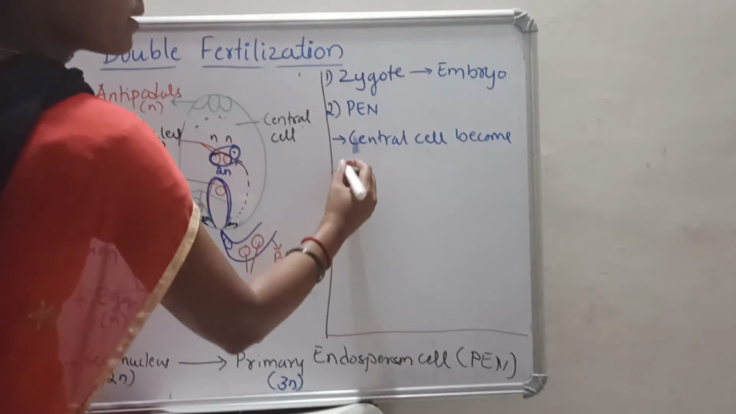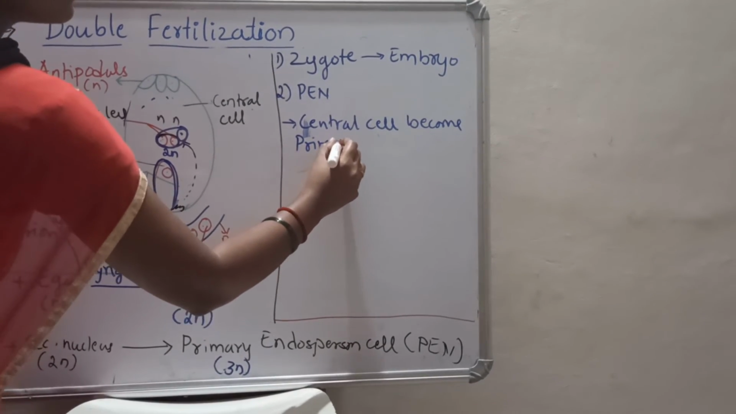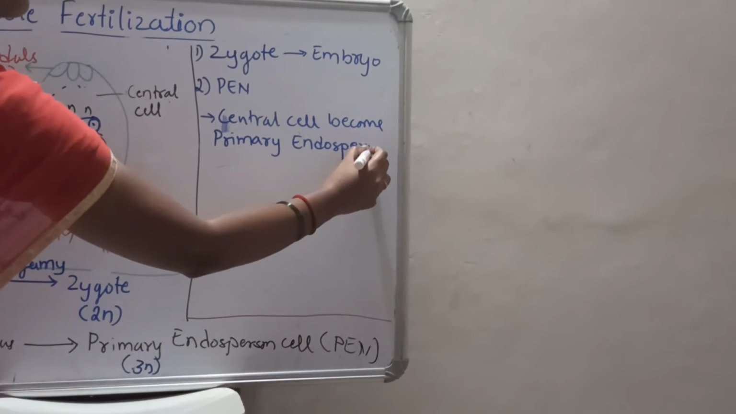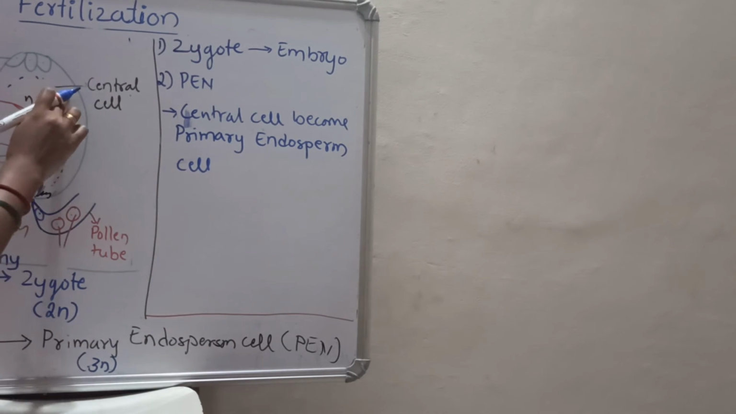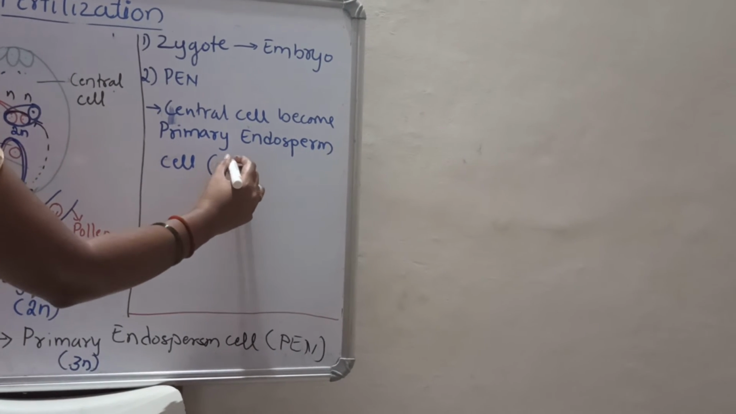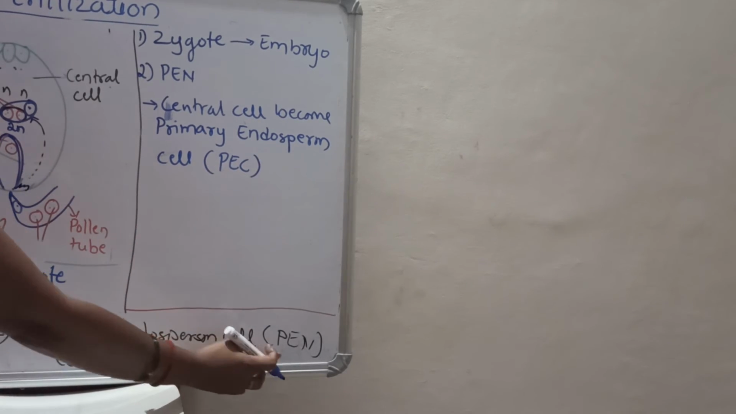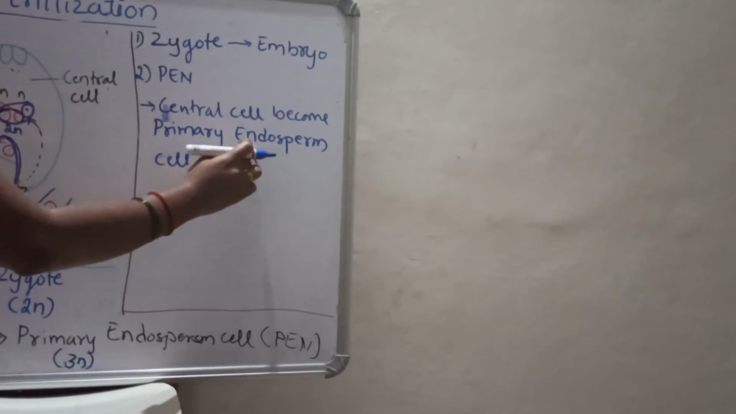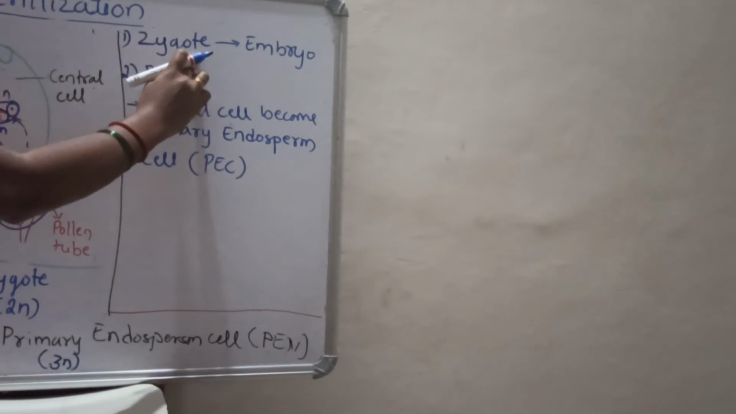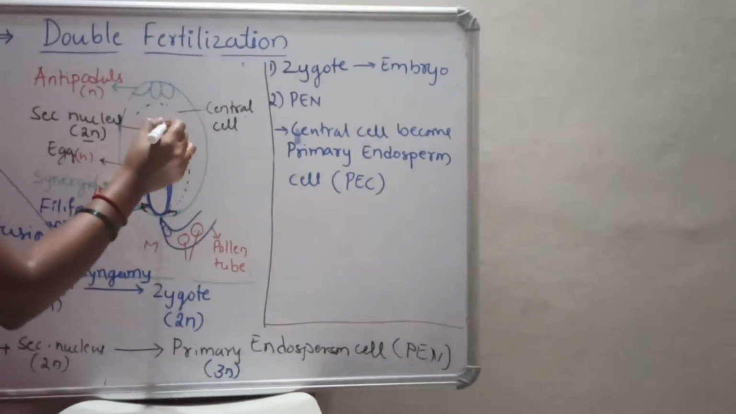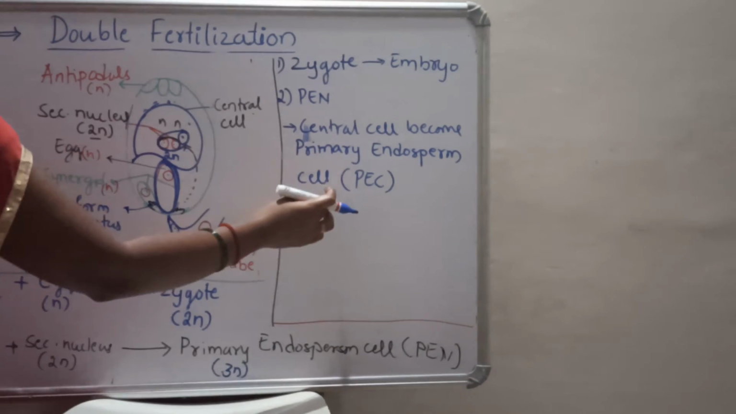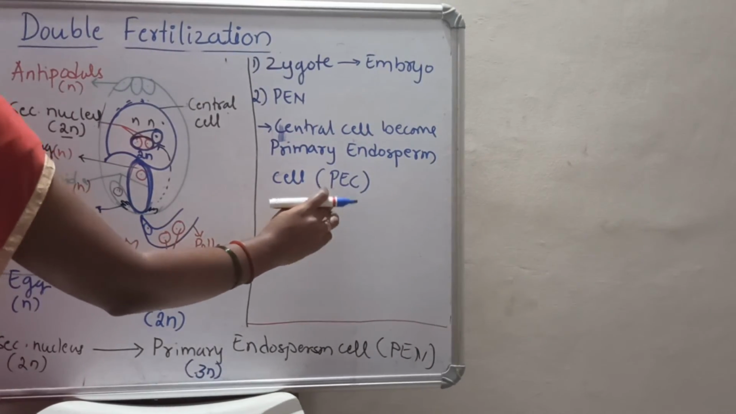Sorry, the central cell becomes the primary endosperm cell, that is called PEC. PEC means primary endosperm cell. Here the zygote becomes the embryo, and here is the central cell, and that central cell becomes the primary endosperm cell.